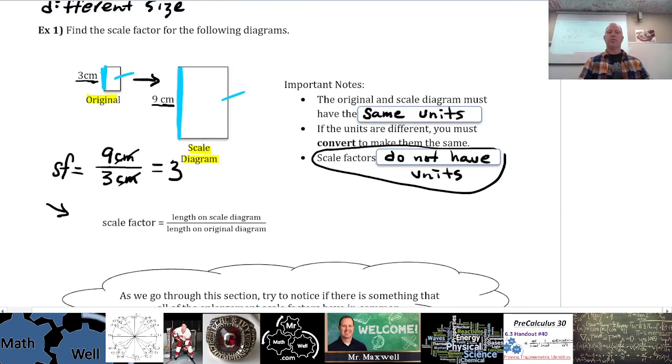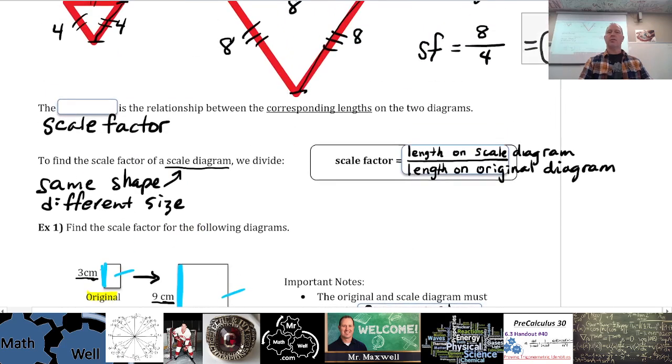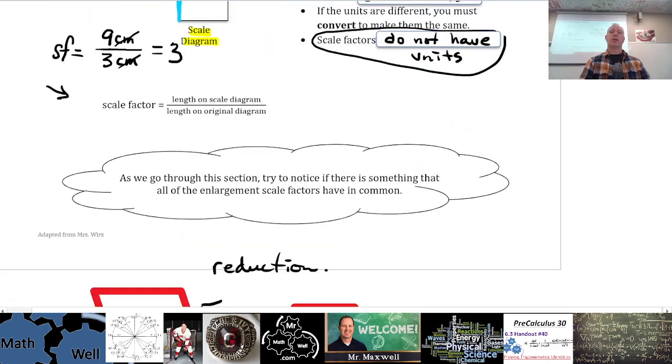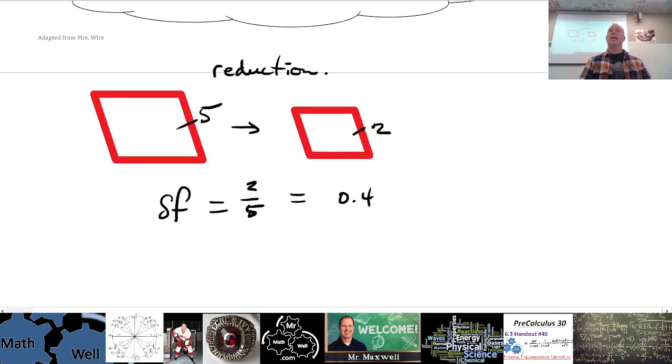So what can you tell me about a scale factor for a reduction versus scale factors that we've seen for enlargements? What are the differences there? Yeah, go ahead. The numerator is smaller on the reduction. Okay, the numerator, the top number, is smaller on the reduction. Very good. Yes, I like that. Anybody else want to add to that?